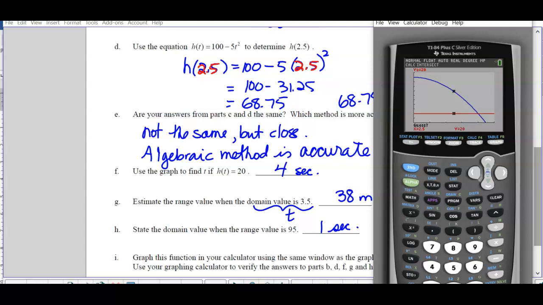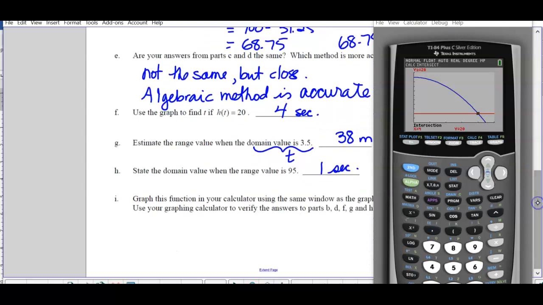Guess, isn't really a guess, but close enough. Intersection is 4, 20. So it gives you 4 for your time value. Okay, and then, so that's good. You can go through and check the rest. Okay, so that's checking all of those values.